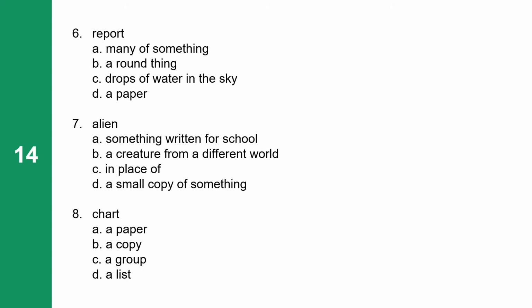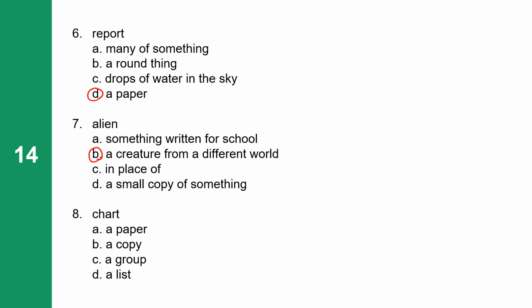Number 6, report. A, many of something. B, a round thing. C, drops of water in the sky. D, a paper. The only answer is D, a paper. Number 7, alien. A, something written for school. B, a creature from a different world. C, in place of. D, a small copy of something. The answer is B, a creature from a different world.